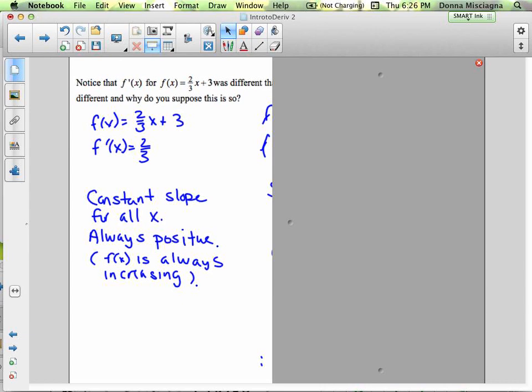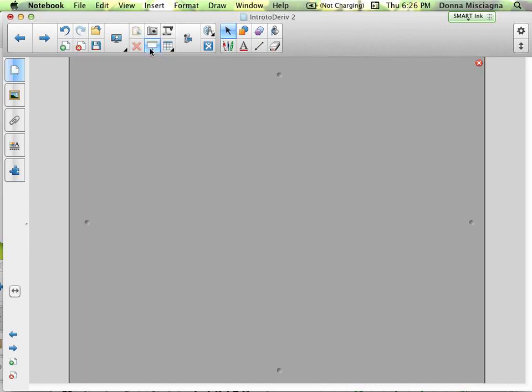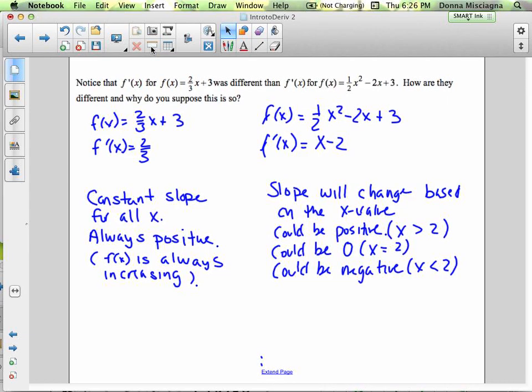Let's take a look at the other problem. All right, so f of x equals 1/2 x squared minus 2x plus 3. The derivative is x minus 2. The slope will change based on the x value. It could be positive if x is greater than 2, right? If I plug in 3, I get a positive number. It could be 0 if x is 2, or it could be negative if I plug in something less than 2. Like I plug in 1. 1 minus 2 would be -1. So our slope here is changing. It's not a constant rate of change because this is not a linear function.